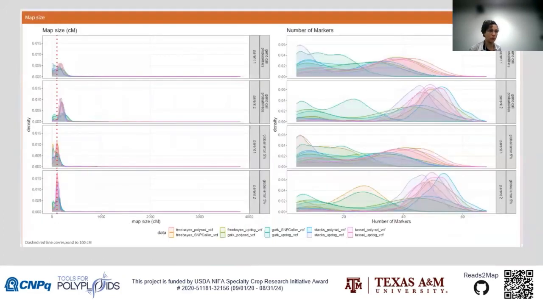And the result is these density curves. On your left, you are seeing the map size for each one of these 500 maps that I got from resampling. And the red dashed line is 100 centimorgans. So I would expect that the good pipeline will have the peak close to this dashed line. And on your right, you will see the number of markers and also a density curve.